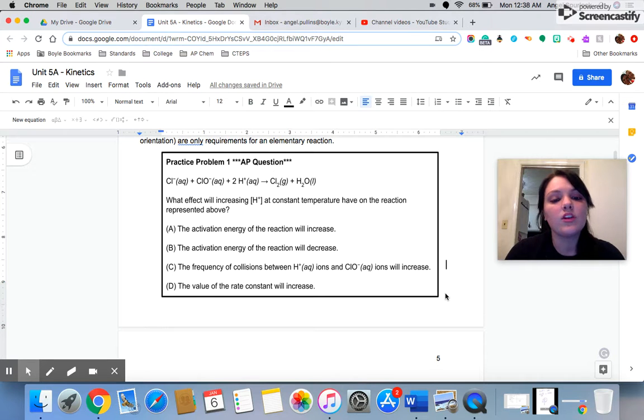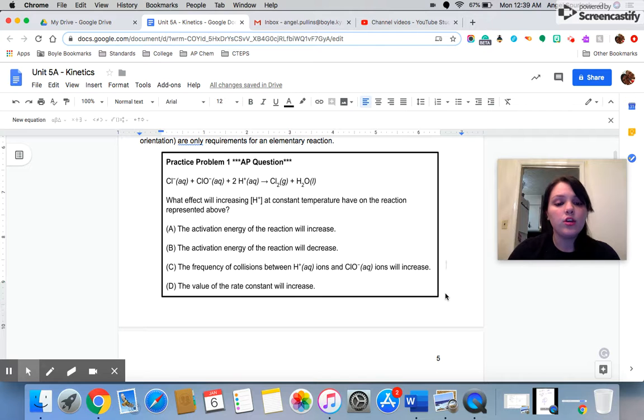B says the activation energy of the reaction will decrease. Again, we're not going to affect the activation energy because we've changed the concentration of a reactant. C says the frequency of collisions between the hydrogen ions and the hypochlorite ions will increase. Well, that's true. Increasing your concentration is going to increase your number of particles. Increasing your number of particles is going to increase your number of collisions, and more collisions means a faster reaction rate. So C is true, but let's double check D just to be sure.